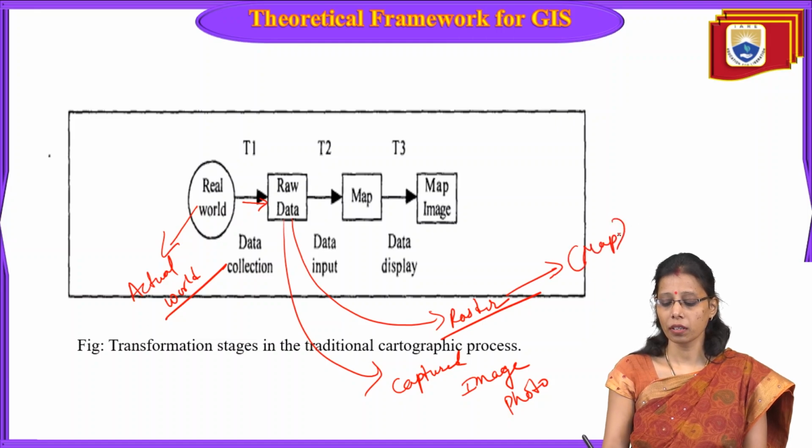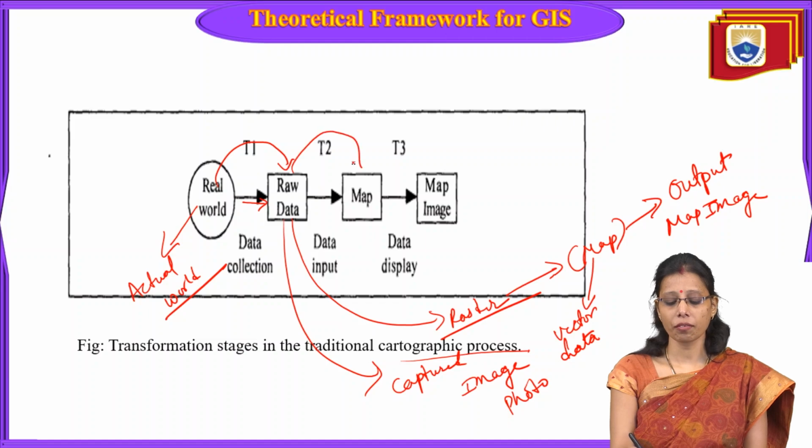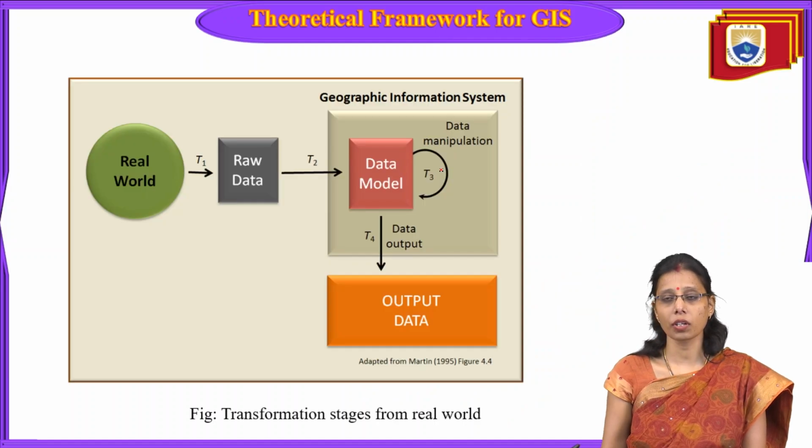So what is the map here? Map is our vector data. This is converted, and the final output we get is the map image. So this is how the transformation stages go in the traditional cartographic process. First thing is capturing of the real world, then the raw data is converted. After the raw data, the map is created. After that, the map image is produced. This is how the process goes on in the theoretical framework for GIS.